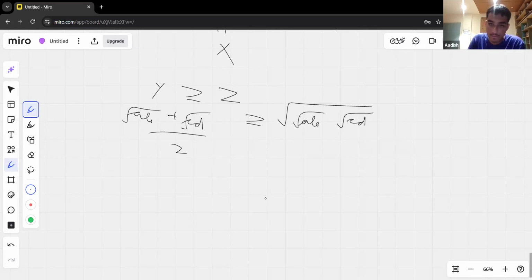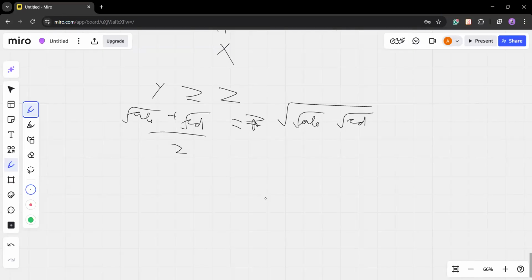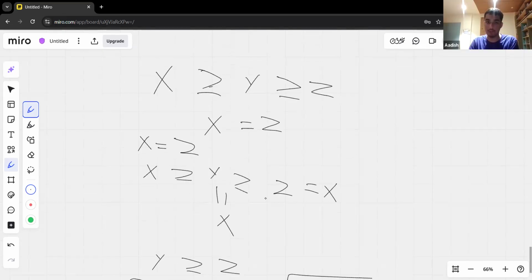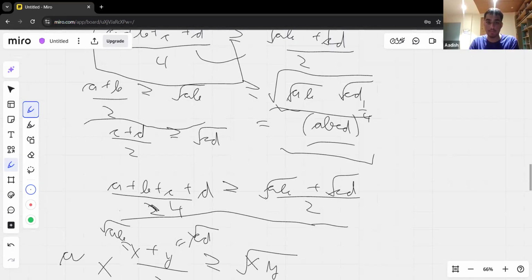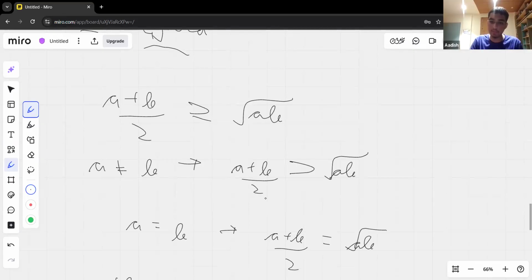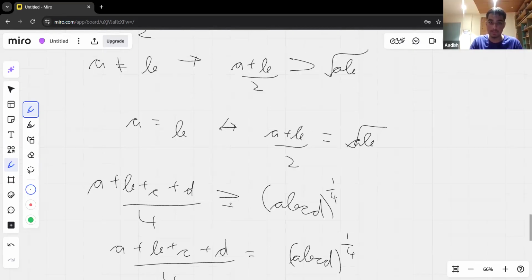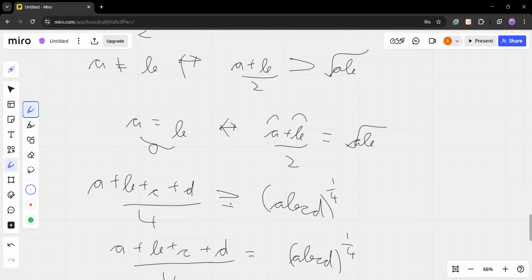And so we know that these two are just equal, right? So once again, this was AM-GM for two variables. And we know from here that if these two numbers are equal, then the two things we are applying AM-GM on have to be equal, right?